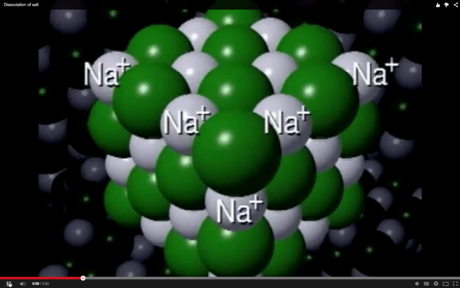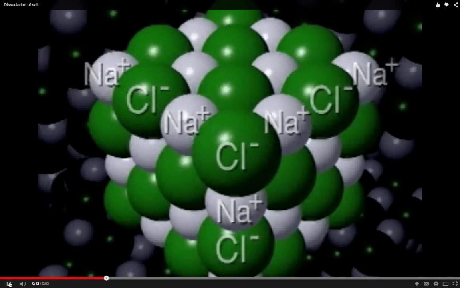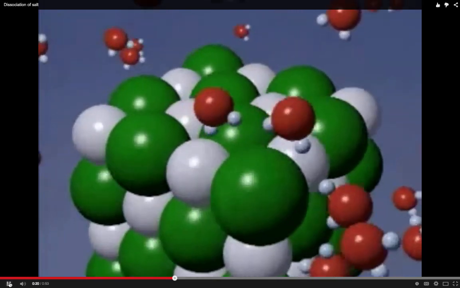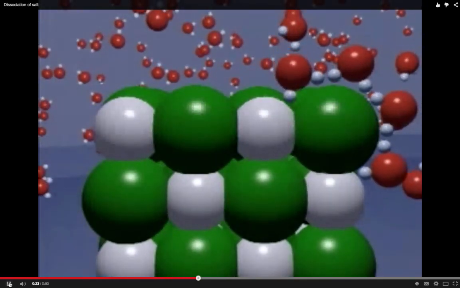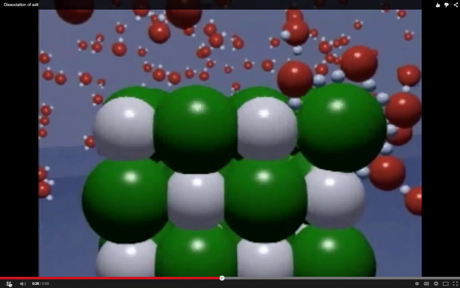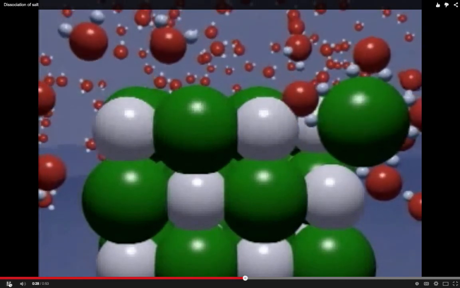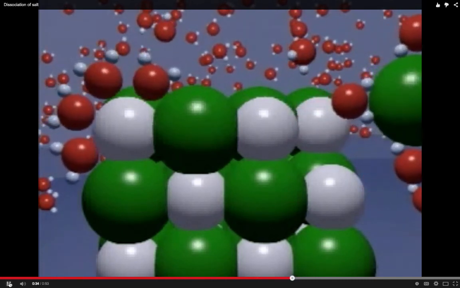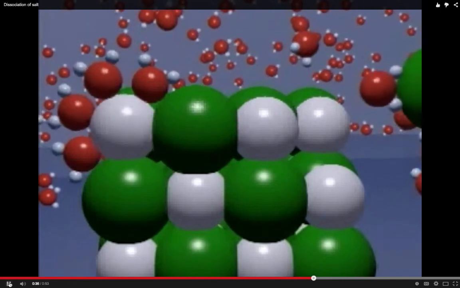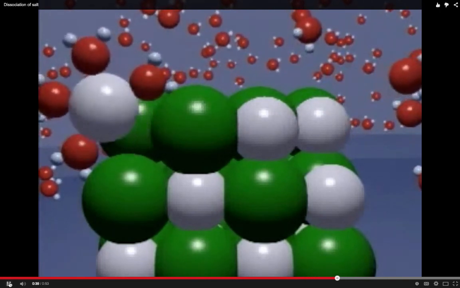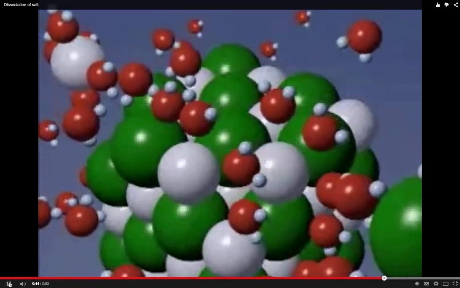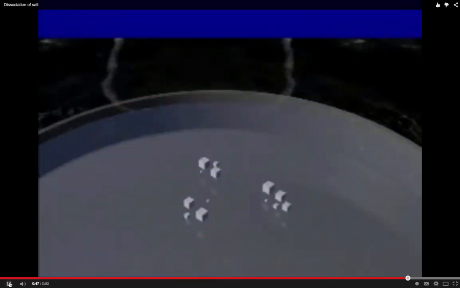Notice the positive sodium ions are represented in white and the negative chloride ions in green. When we put salt into water, as you see here, the positive white ends of the water molecules come in and are attracted to the negative chloride ions and are able to surround it and pull it from the crystal. On the left-hand side, you see negative ends of the water molecules attracted to the positive sodium ion, and they're able to surround it and pull it from the crystal. This continues to happen as each ion gets removed from the crystal and dissolves.